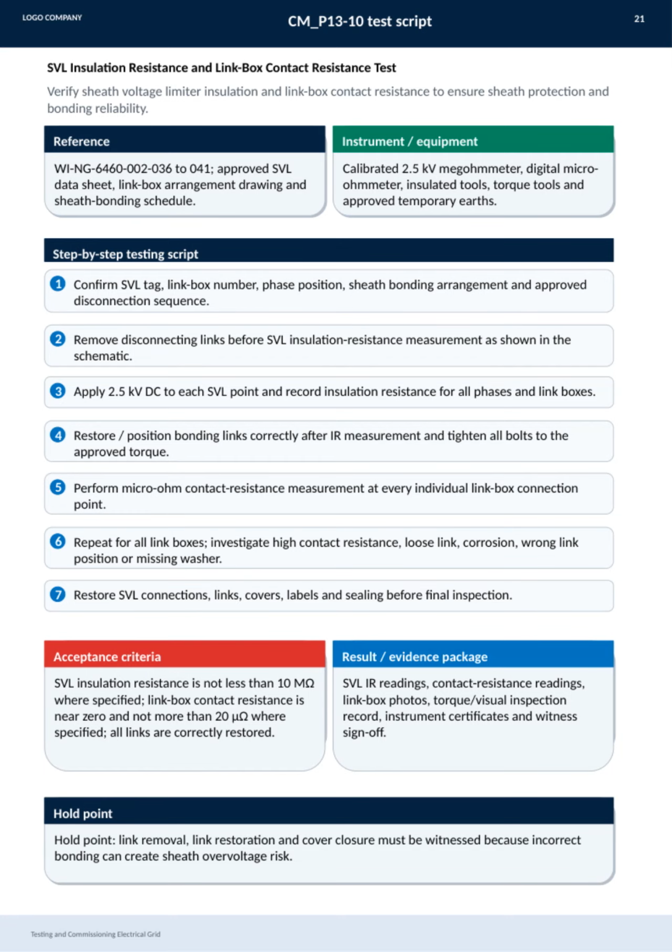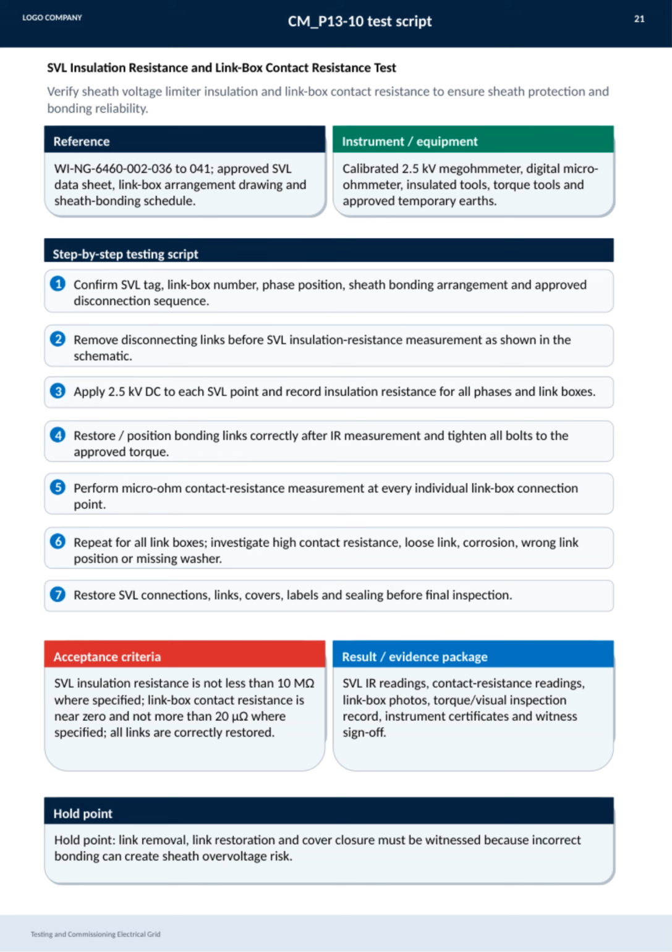On this slide, we focus on the SVL insulation resistance and link box contact resistance test, which is a critical part of testing and commissioning the electrical grid. The goal here is to verify the sheath voltage limiter insulation and the contact resistance in the link boxes, ensuring that sheath protection and bonding reliability are maintained.